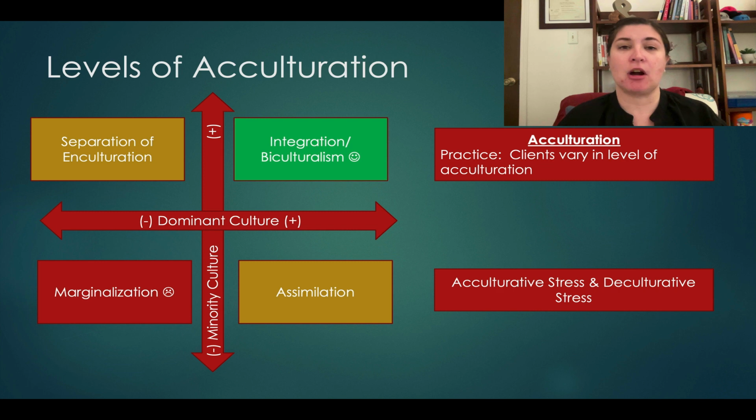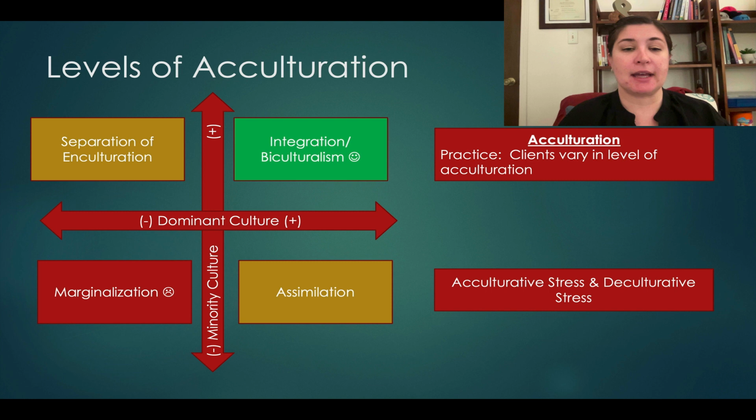Another thing to consider are levels of acculturation. Acculturation is when somebody's family comes from another culture and they have started to acculturate or become more like the dominant culture that they live in. For example, if somebody has immigrated from, let's say, Mexico, they will start to acculturate to the dominant culture of the United States. Now, depending on that level of acculturation, gives us certain things.